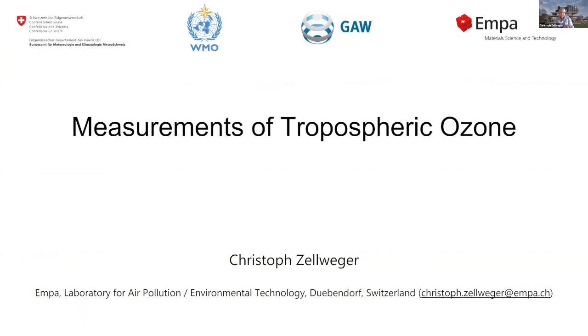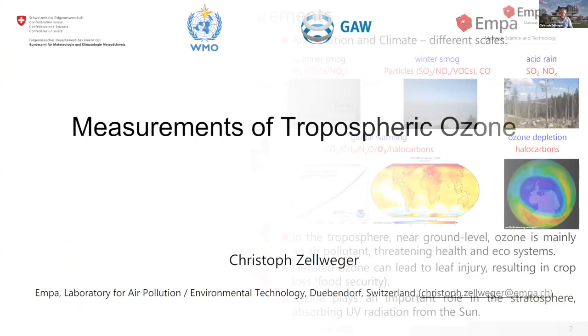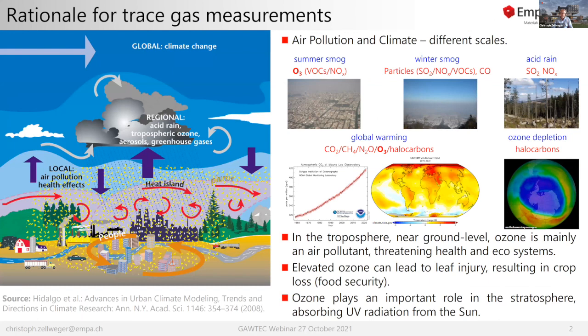Good morning, good afternoon, everybody. It's a pleasure to give this webinar today. I will talk about measurements of tropospheric ozone. Let's start with some rationale for trace gas measurements. As you all know, air pollutants and greenhouse gases emitted by human activities have a big impact on our planet. We have global issues like climate change, which is mainly caused by greenhouse gases, here mainly CO2 and methane emissions. But ozone is also a greenhouse gas, although it's not long-lived, so it's a little bit less important. Nevertheless, ozone is also a greenhouse gas.